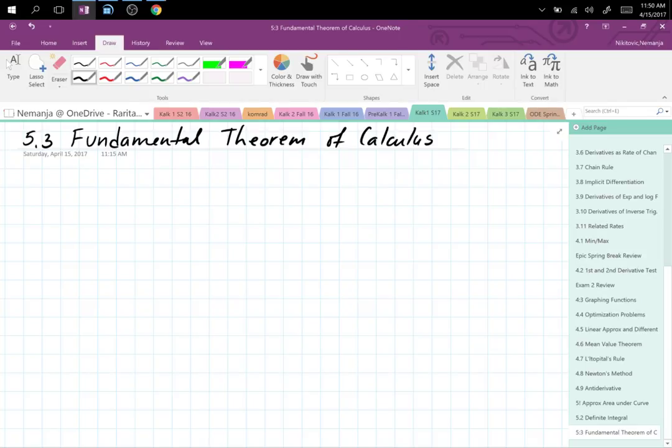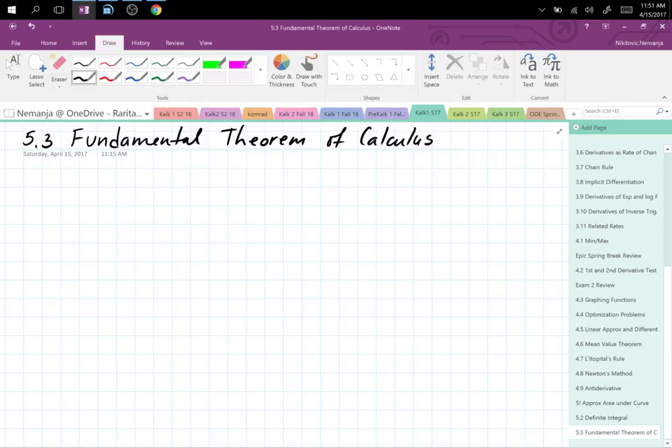So the fundamental theorem of calculus is going to have two parts. One of them states the formula that I already wrote twice, which is how to compute definite integrals. And the second part of the fundamental theorem of calculus is that ultimate link between differentiation and integration.